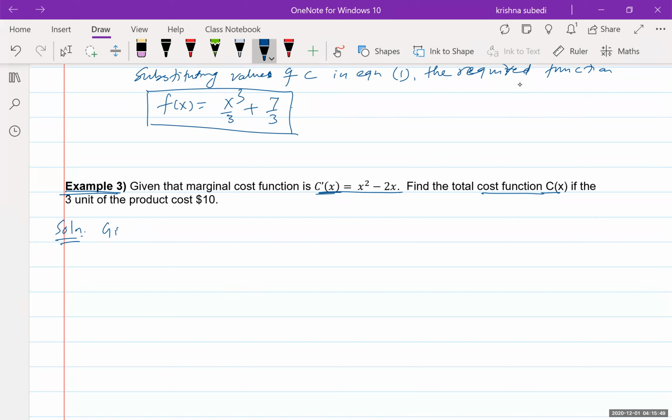So let me just write down what is given. Given that C prime of x, which is the marginal cost, equals x squared minus 2x, and then the initial value is also given. So 3 units of product cost $10, which means C of 3 equals 10. That is given. Now our job is to find C of x.